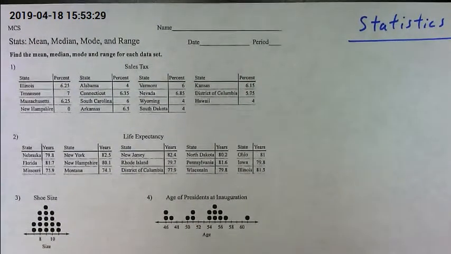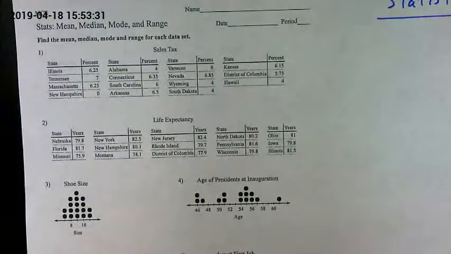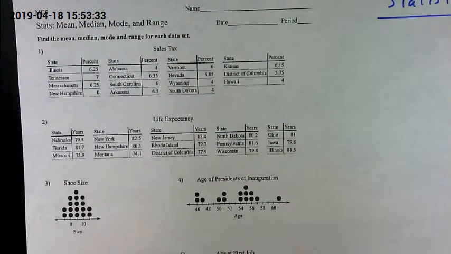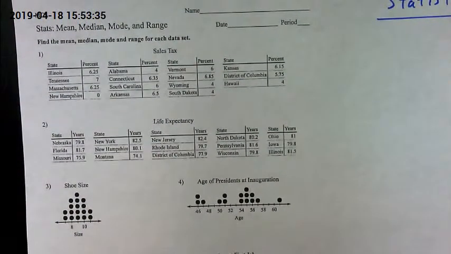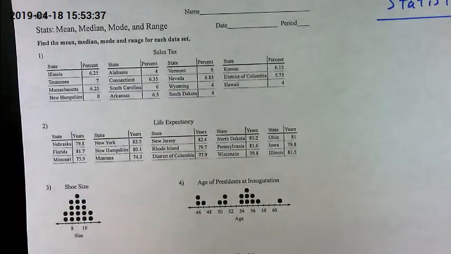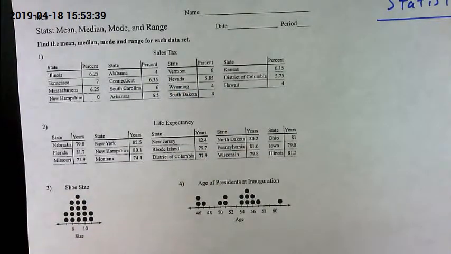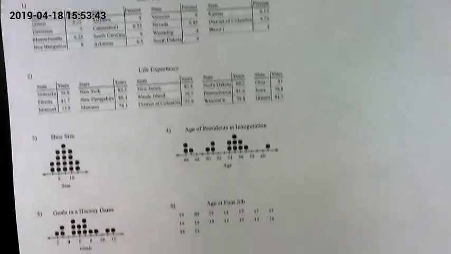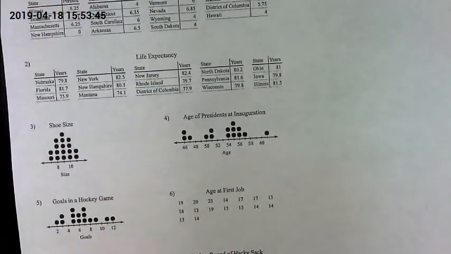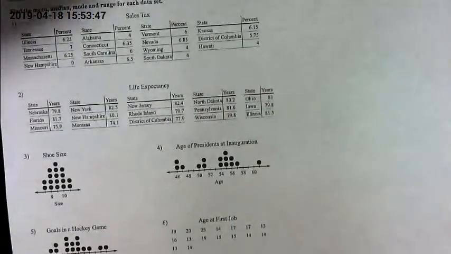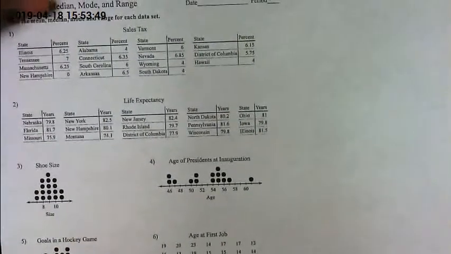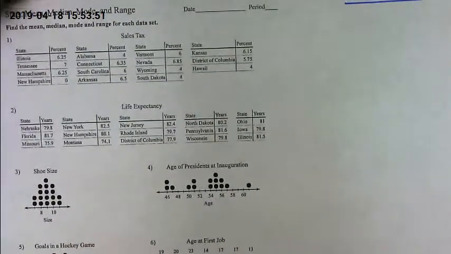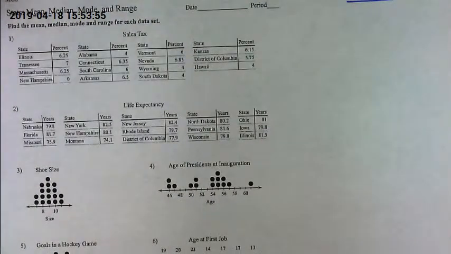The paper that this is on, these are all different ways that you can be presented with different types of statistics. They could be on tables, they could be on graphs, they could just be in lists. So there's several different ways that you could be presented data. But what we're going to be doing is taking that data and finding mean, median, mode, and range for each one of those data sets.